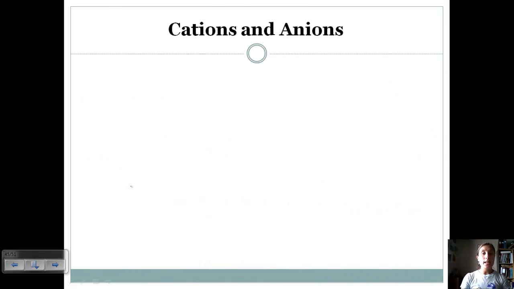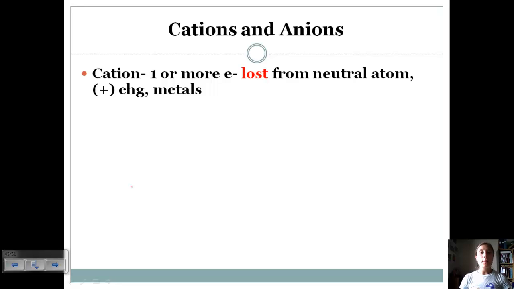There are two specific types of ions. The first type is a cation. This is where one or more electrons are lost from the neutral atom, and because it's lost, just like with the sodium, it gives the ion a positive charge. All metals form cations. Now, you kind of have to think backwards here because we're losing an electron, but we're making the charge positive, and those don't seem to go together.